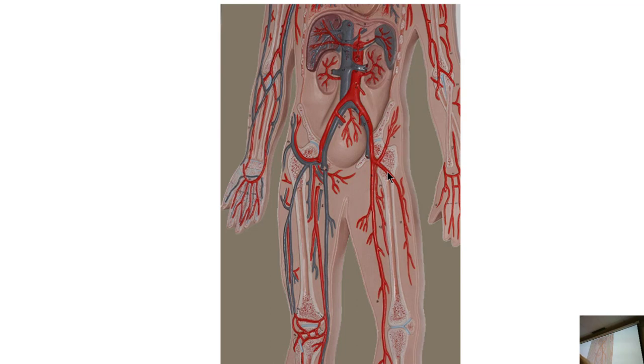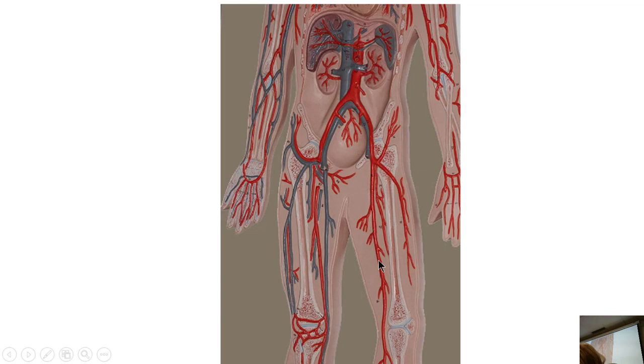I'm trying to find where it starts. Yeah, it's a little lower down here, so femoral artery. Make sure this is the femur, so femoral artery makes sense, right? That it would be here, femoral artery. Okay, and then we have the popliteal artery. The popliteal artery is behind the knee. So we get here, down here, behind the knee is the popliteal artery.